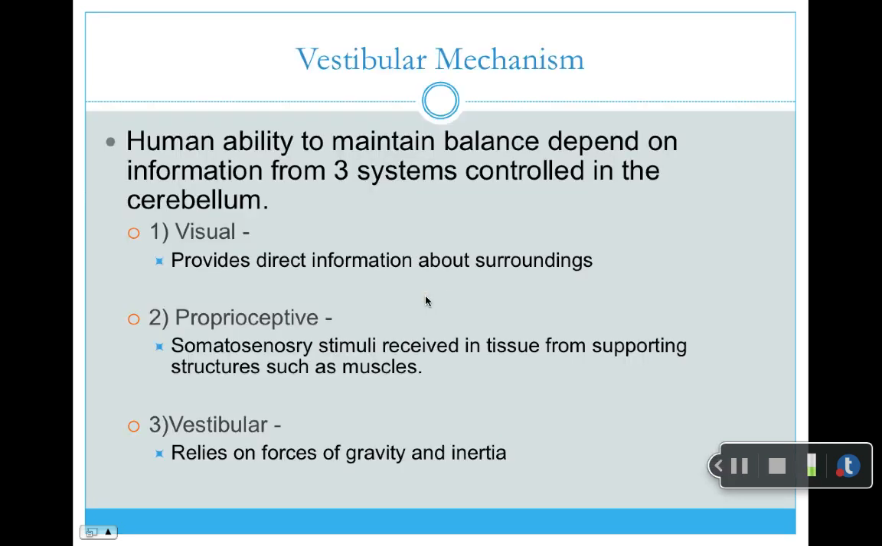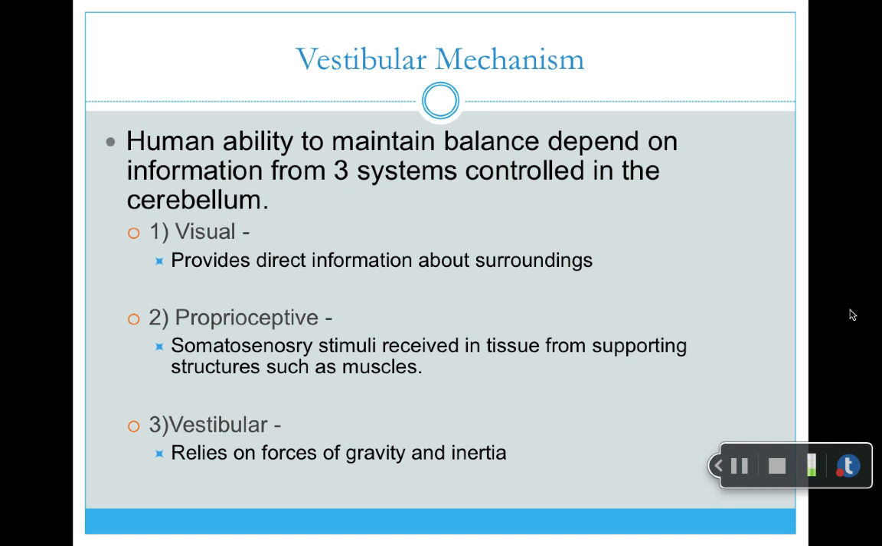So we'll talk briefly about the vestibular system, but it isn't the main point of this lecture. We're more interested in the cochlea for our intro to audiology course. If you want to be an audiologist, you'll learn much more about the vestibular system. Our ability to maintain balance depends on information from three systems which are controlled by the cerebellum: the visual, the proprioceptive, and the vestibular system.